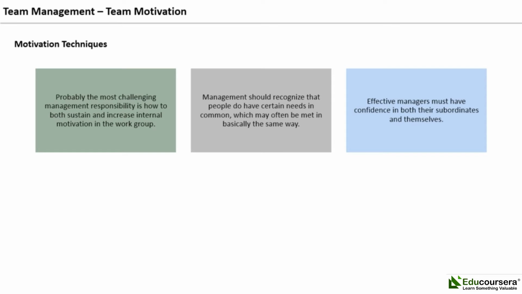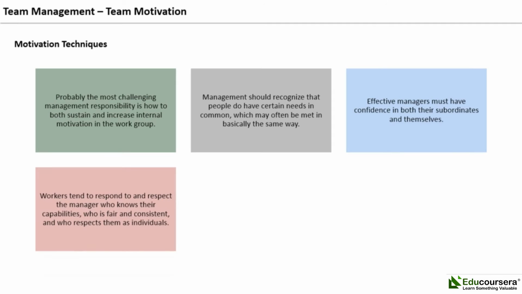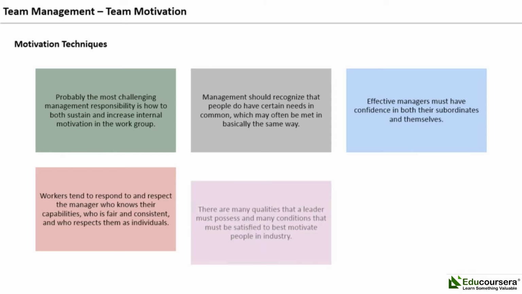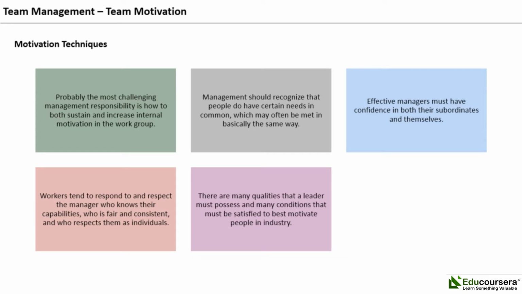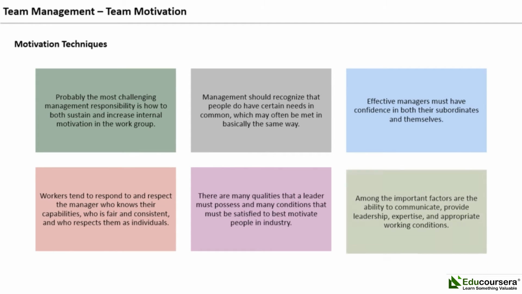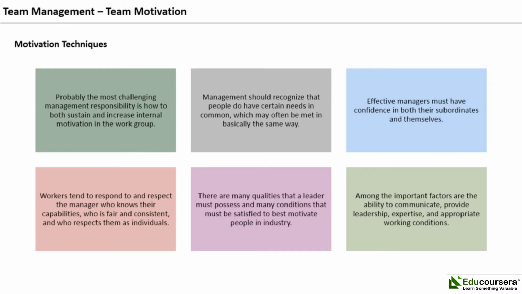Effective managers must have confidence in both their subordinates and themselves. Workers tend to respond to and respect the manager who knows their capabilities, who is fair and consistent, and who respects them as individuals. There are many qualities that a leader must possess and many conditions that must be satisfied to best motivate people in industry. Among the important factors are the ability to communicate, provide leadership, expertise, and appropriate working conditions.